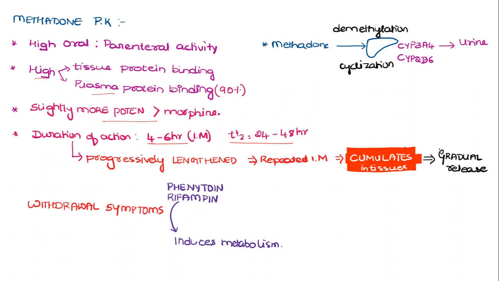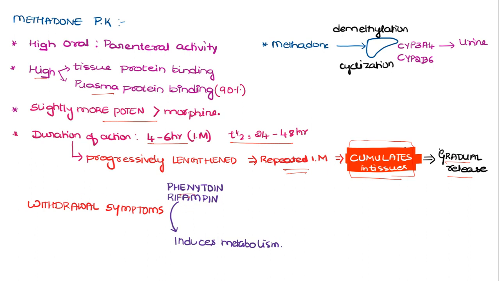Why is the duration of action prolonged? The reason is that after repeated intramuscular injection, it leads to accumulation in the tissue, which gradually releases the drug that is concentrated in the tissue in a very slow manner. Because of accumulation in the tissue, the release will be very gradual, thereby the duration of action will be lengthened.